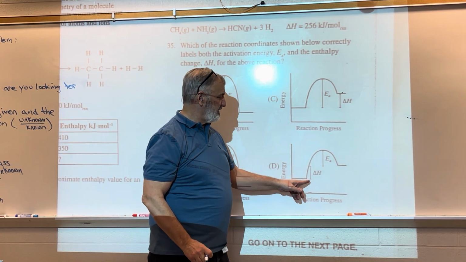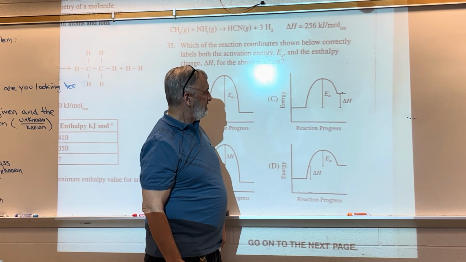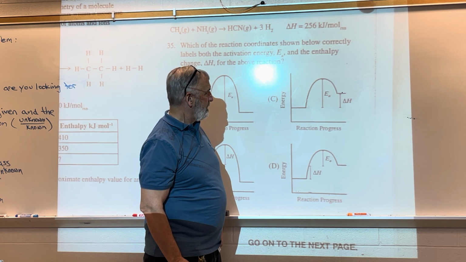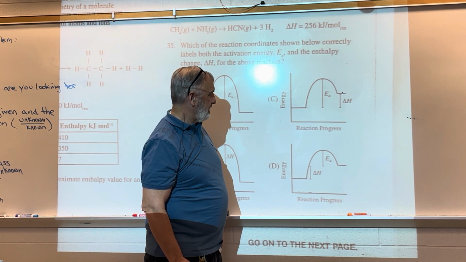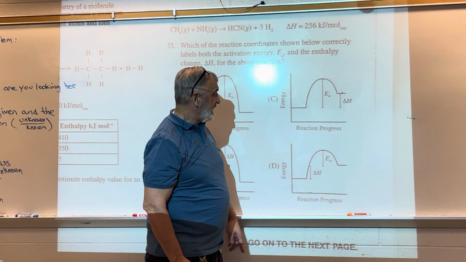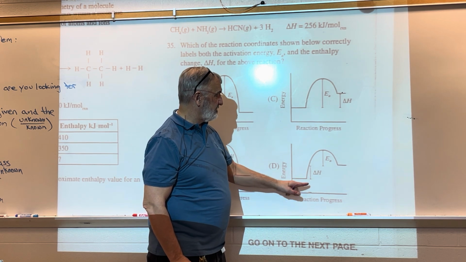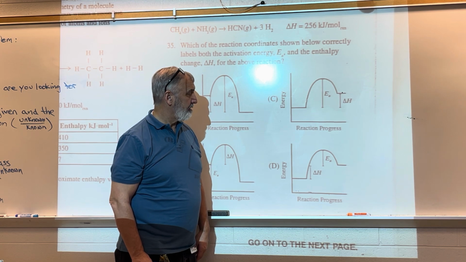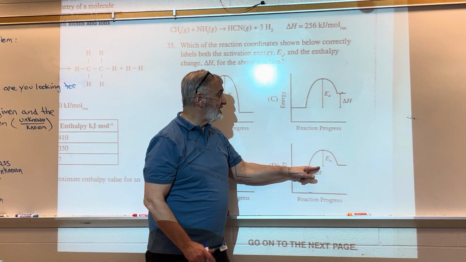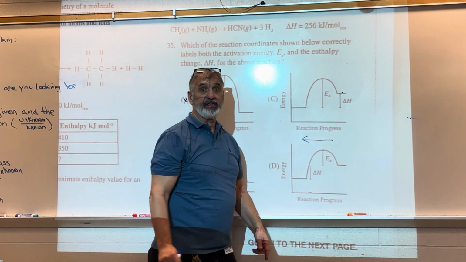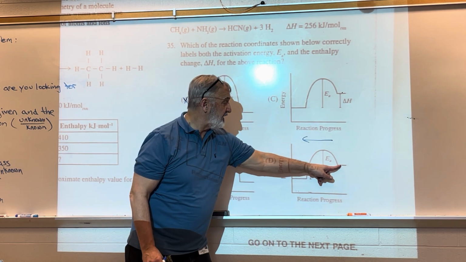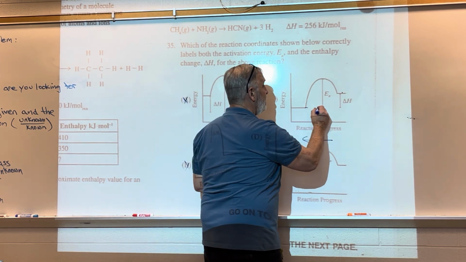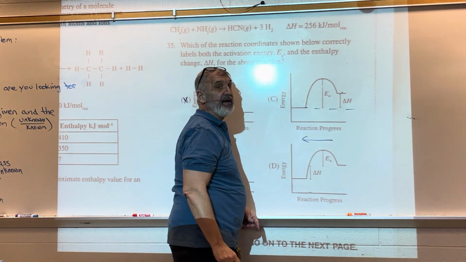But does this one even work? It goes all the way up. Now, is the delta H on this one right? Yes. But what's wrong with the EA? It doesn't go all the way down to the starting point. This actually is the EA for the reverse reaction, just FYI. From here to here is the EA for the reverse. This is going to be your EA for the forward reaction.